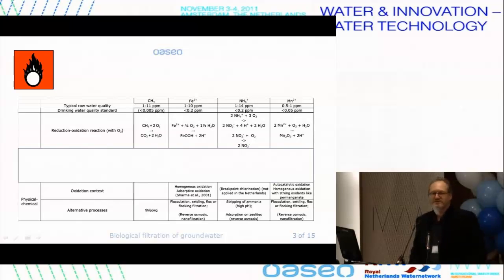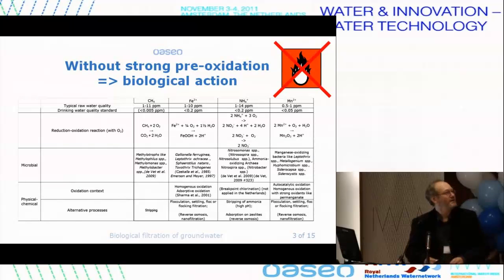You can remove these substances, of course, by chemical oxidation with a strong oxidizer. Or you can use separation techniques like membrane filtration or stripping. But when you take away the strong oxidizers, then you will see that all these compounds can also be oxidized just with oxygen from the air by microbes. You cannot read it, and you do not have to read it, but each of these compounds can be oxidized by specific groups of microorganisms.